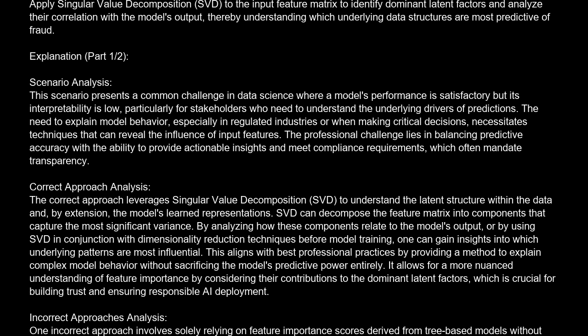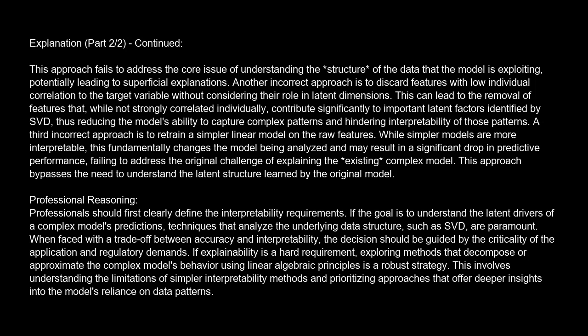Incorrect approaches analysis. One incorrect approach involves solely relying on feature importance scores derived from tree-based models without considering the underlying linear algebraic relationships. While feature importance is useful, it can be misleading in the presence of multicollinearity or complex interactions that are better captured by latent factors. This approach fails to address the core issue of understanding the structure of the data that the model is exploiting, potentially leading to superficial explanations.